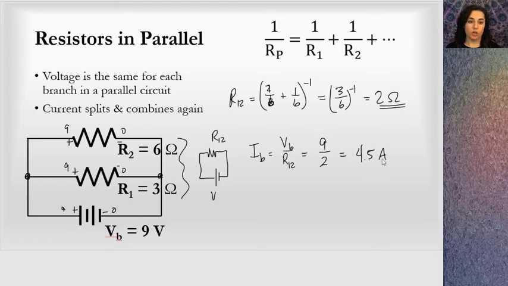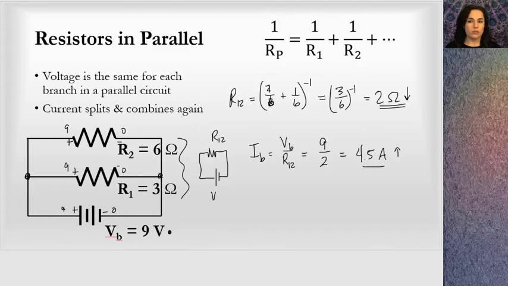So we're getting a larger current out of this same battery, still the same 9-volt battery, but we're getting a larger current and a smaller resistance because these elements are in parallel to one another rather than in series. So that's how parallel works.